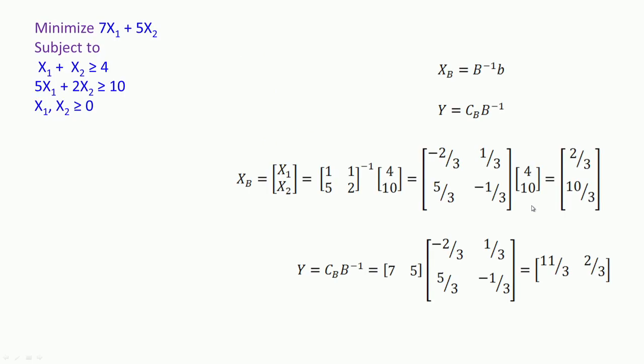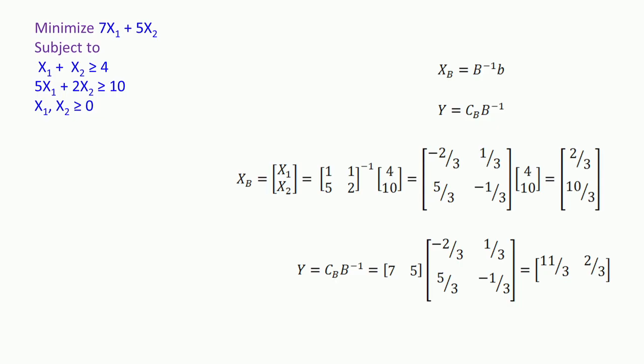Now let us take the minimization problem that we saw very early when we did the simplex algorithm. The problem is to minimize 7x1 plus 5x2 subject to x1 plus x2 greater than or equal to 4, 5x1 plus 2x2 greater than or equal to 10, x1 x2 greater than or equal to 0.